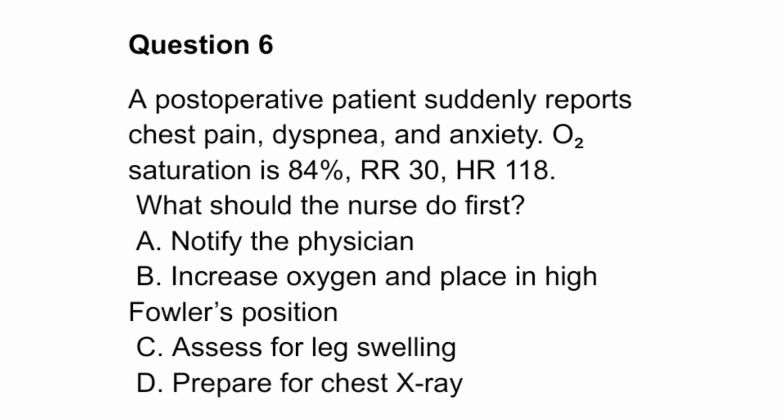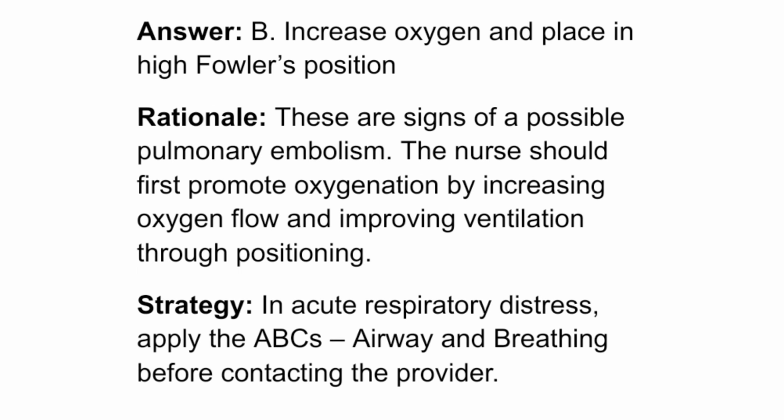Question 6. A postoperative patient suddenly reports chest pain, dyspnea, and anxiety. O2 saturation is 84%, RR 30, HR 118. What should the nurse do first? A. Notify the physician. B. Increase oxygen and place in high Fowler's position. C. Assess for leg swelling. D. Prepare for chest X-ray. Answer: B. Increase oxygen and place in high Fowler's position.